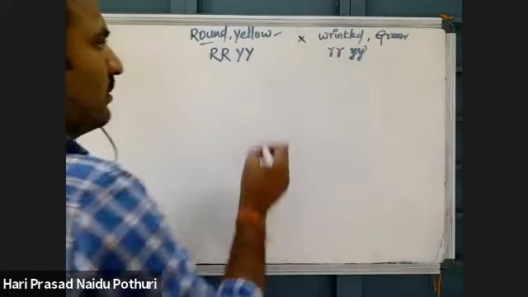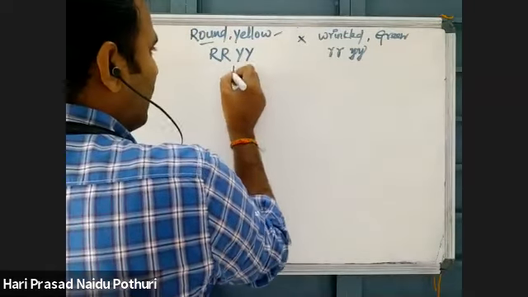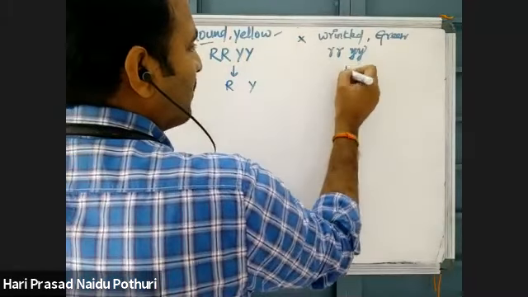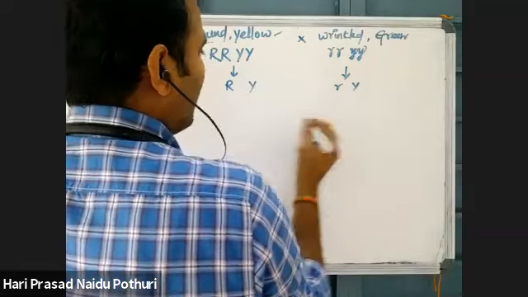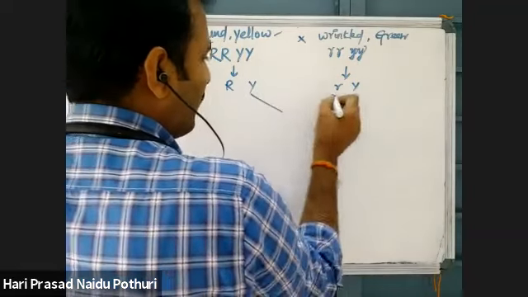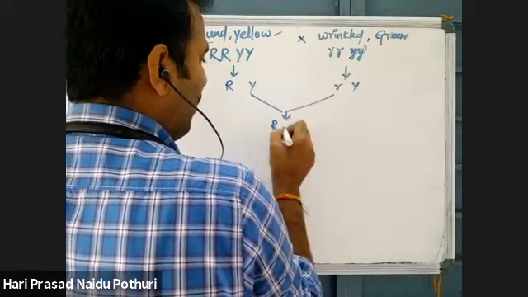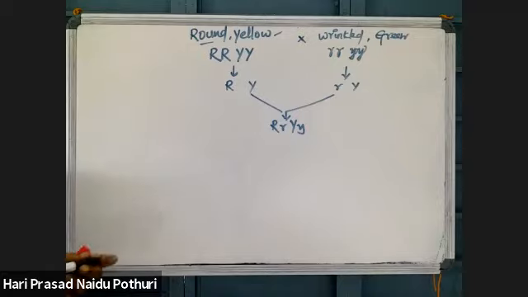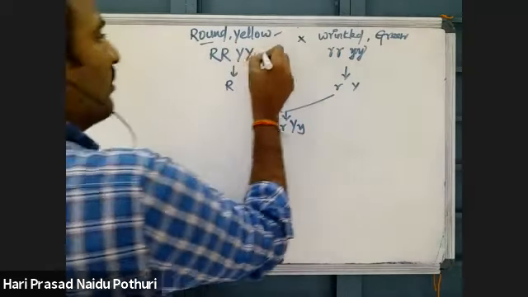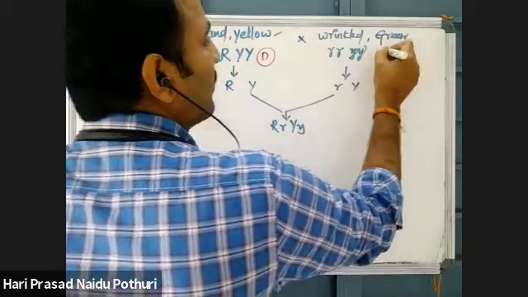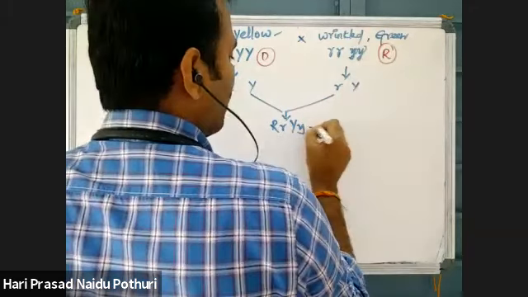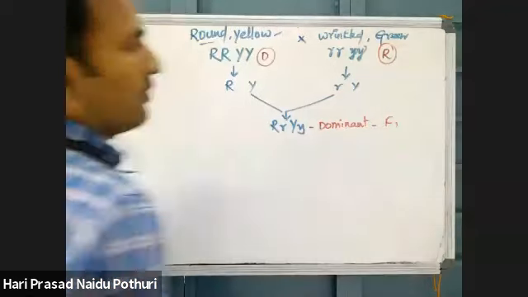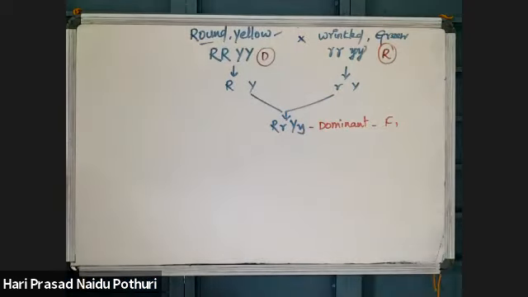These two plants he collected, and here is how gametes form: capital R, capital Y are gametes from one parent, and small r, small y are gametes from the other. In F1 there is production of all capital R, small r, capital Y, small y. This is dominant, this is recessive. Here dominant F1 are produced.